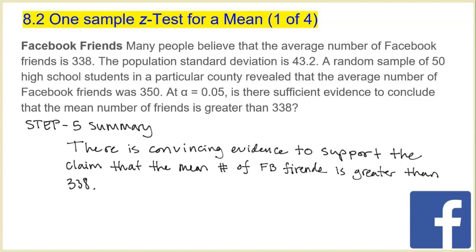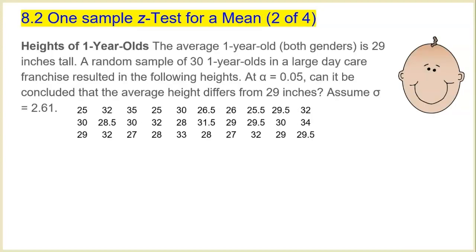So let's look at another example. So in this example, we have some raw data. It says heights of 1-year-olds. The average 1-year-old of both genders is 29 inches tall. So that represents my population average, right? That's the average of all 1-year-olds, male or female, boy or girl, 29 inches tall.